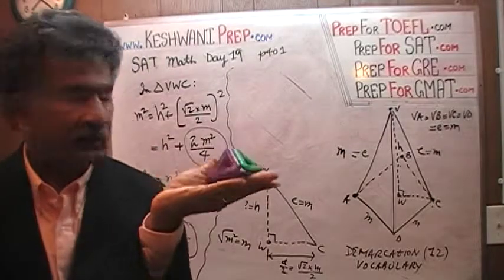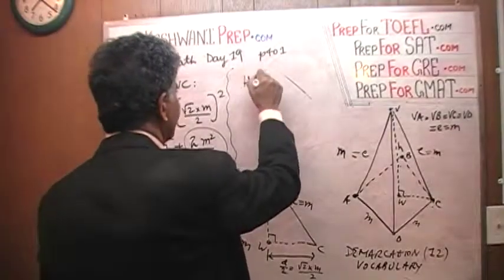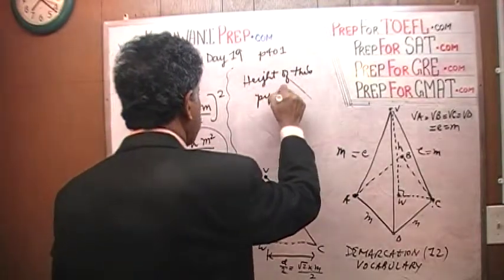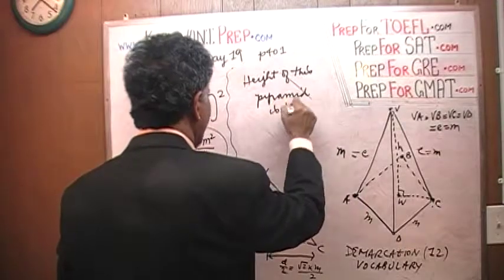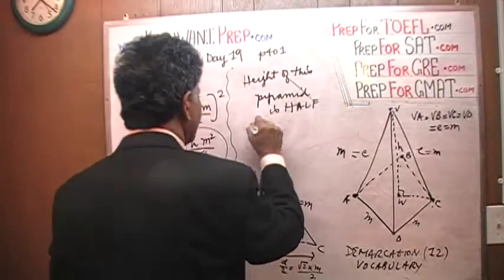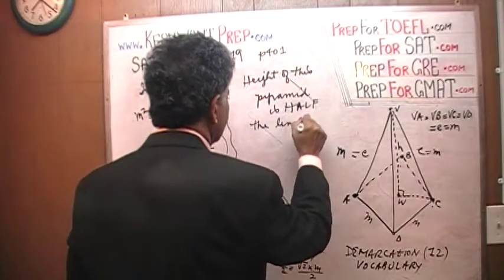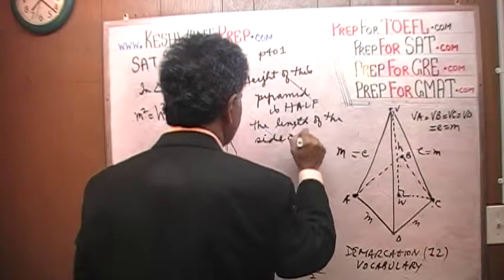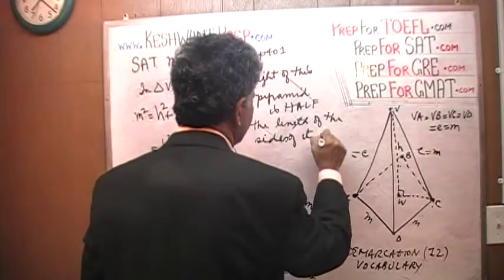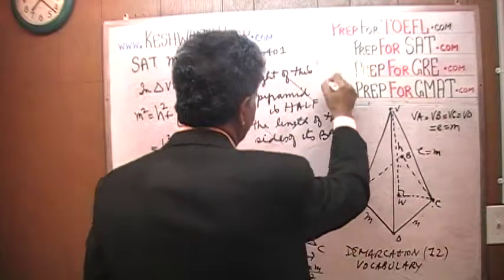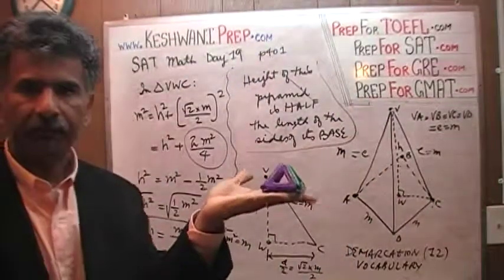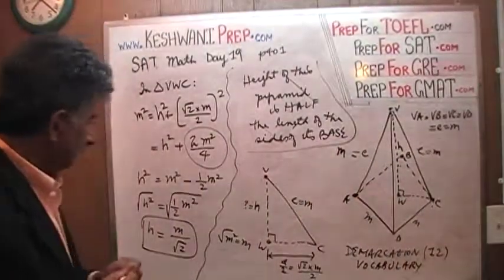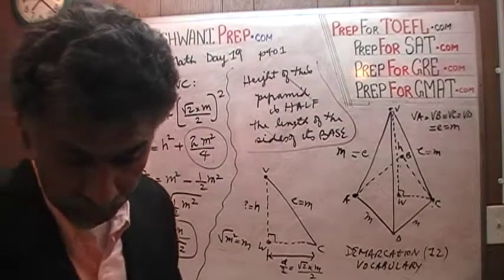That's it. The height of this pyramid is half the length of the sides of its base. There it is. One more time. That's all. That's all there is. I don't want to beat a dead horse. That's it. We're done.